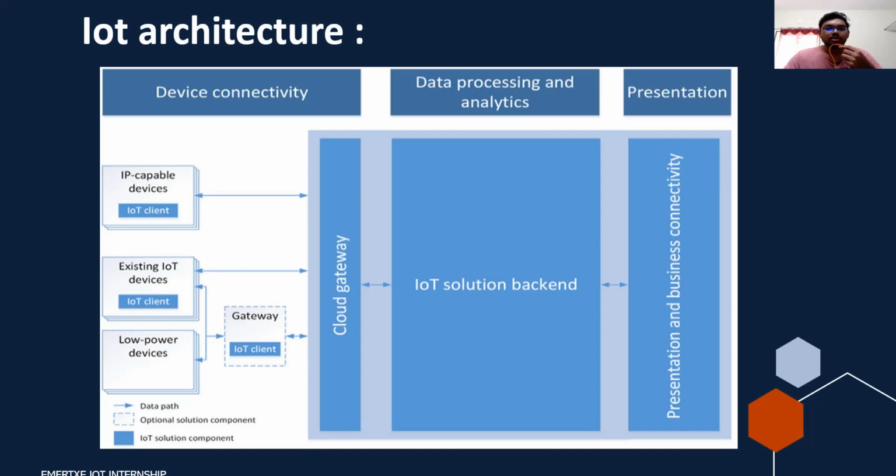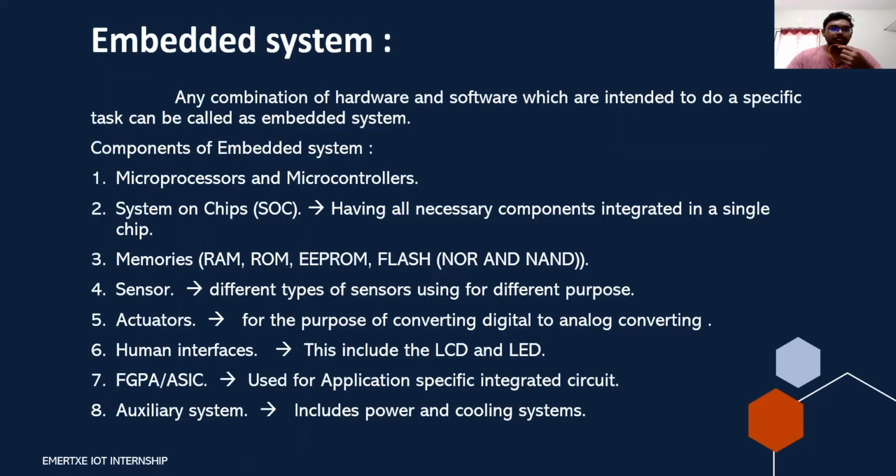Device connectivity can be done in two ways. If it is an IP-capable device, you can directly connect to the cloud gateway. If it is a low power device or an old IoT device, then you should use an IoT client gateway to connect to the cloud gateway, and that will be connected to the IoT backend and, at the end, the presentation.